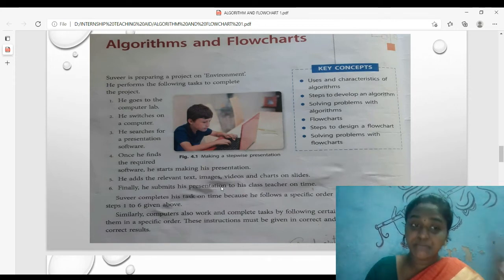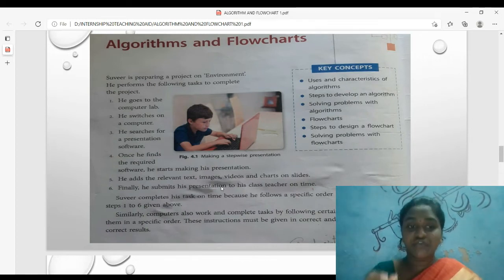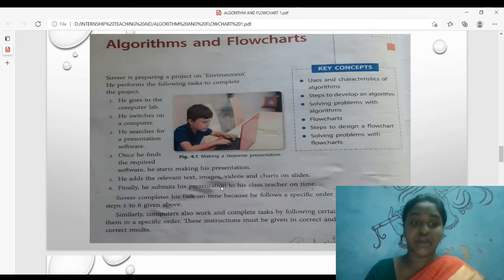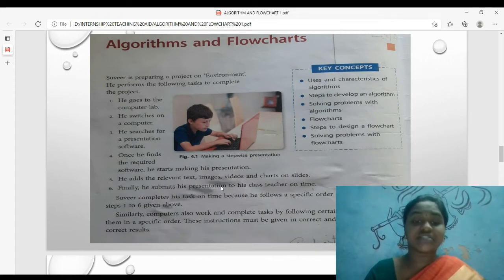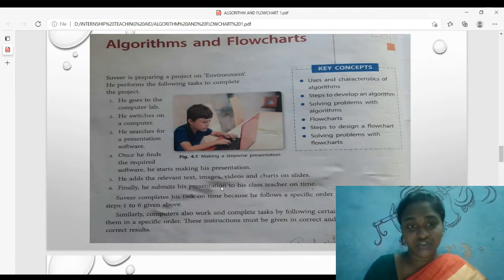He switches on a computer. He searches for a presentation software. What is he searching for to complete his project? He is searching for software. What kind of software? Presentation software. Once he finds the required software, he then starts making his presentation. Just finding a software and doing the work will complete the whole process of doing a project.